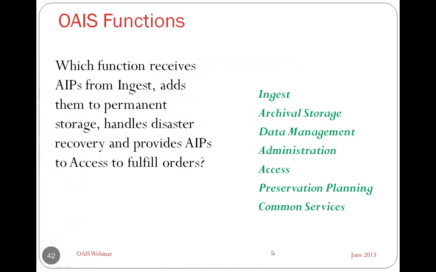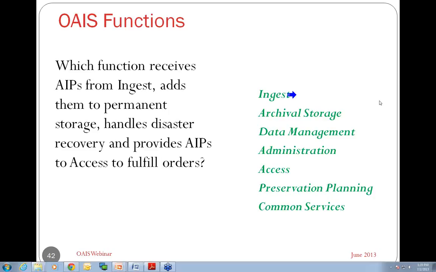All right. The first function receives submissions, SIPs, and performs quality assurance on SIPs. It generates descriptive information and creates AIPs. So let's see if your drawing is available to you. And if it is, we want you to go ahead and mark it on the thing. You can try your highlighter too. I'm seeing ingest as the selected option. Yes, ingest is this first OAIS function.